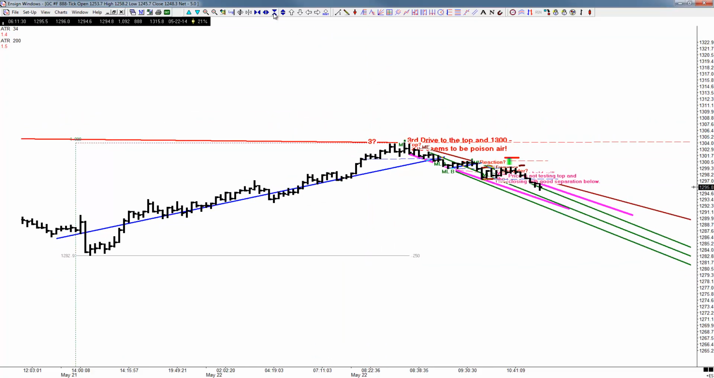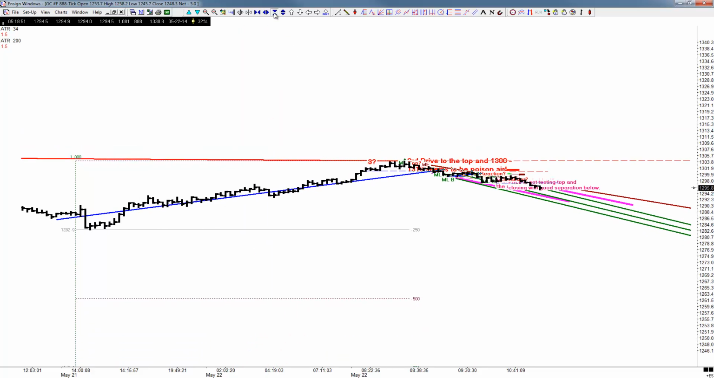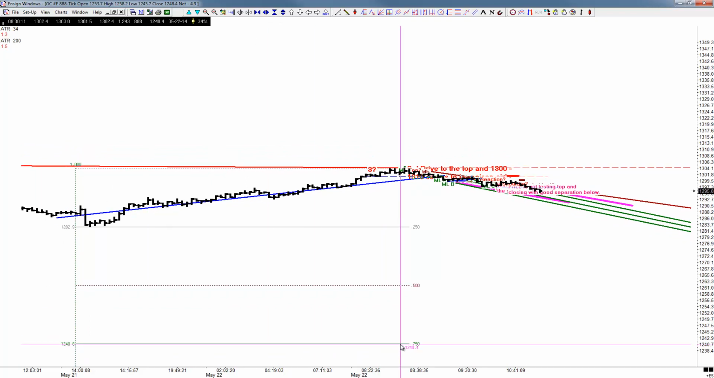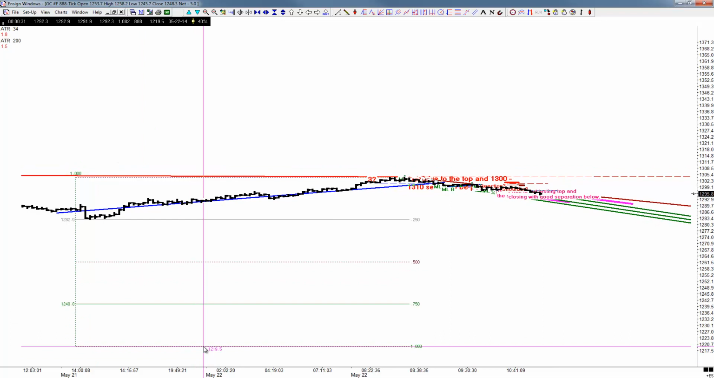What's double the range? Okay, double the range is 1262. With me? That'd be pretty nice. That'd be 40 bucks. What's triple the range? 1241. That'd be nice, huh? And what's four times the range? That'd be 1220. I'd be more than glad to just take my tent and fold it at that point. How about you? That's lots of dough. So anywhere from 1260 on down.